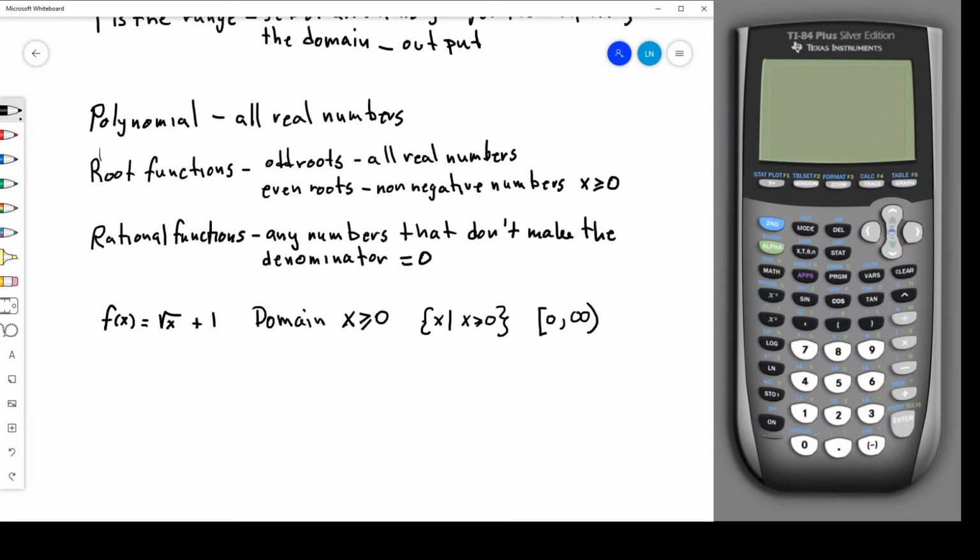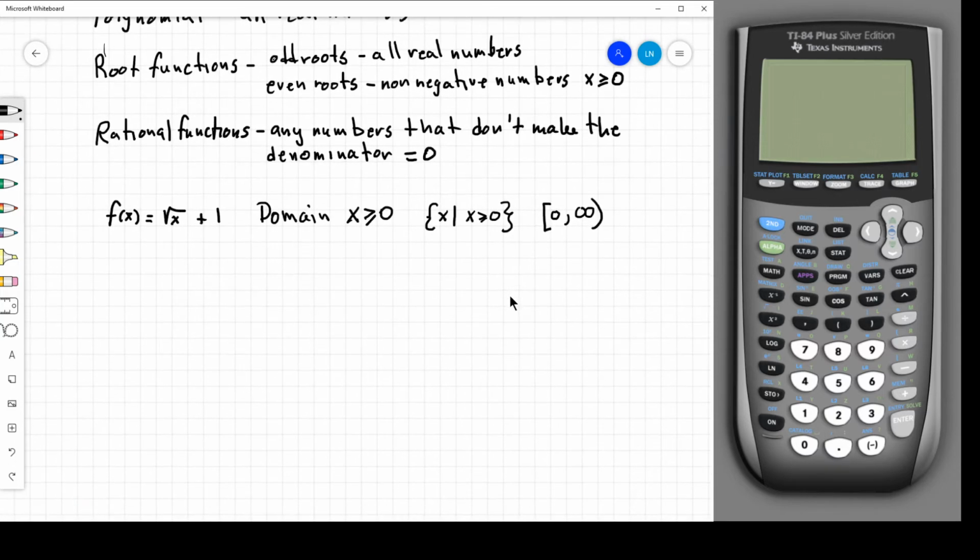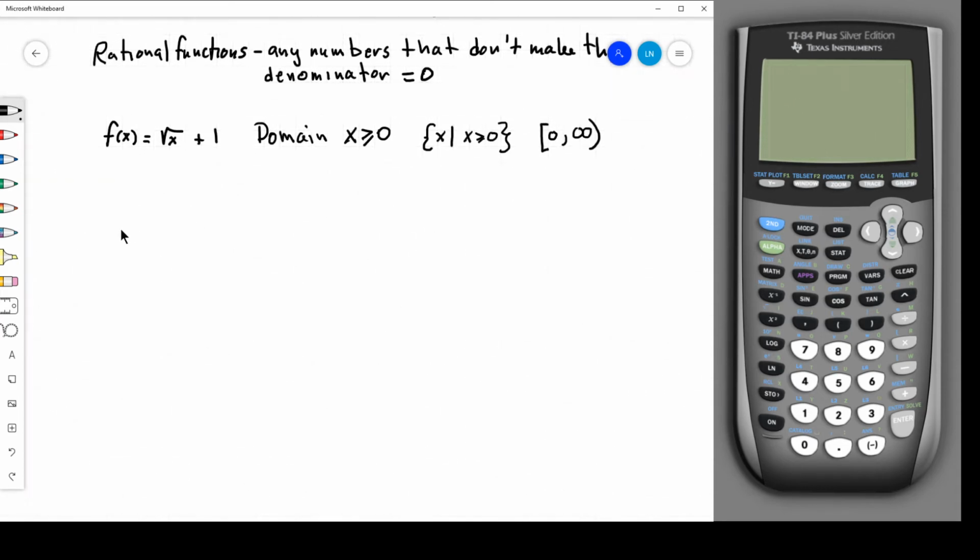So let's take a look at some other functions here. How about we take a look at this. Suppose I had something a little more complicated. Suppose I had the function f of x equals the square root of, well, let me leave it as x squared, I'm sorry, x squared minus 2x.